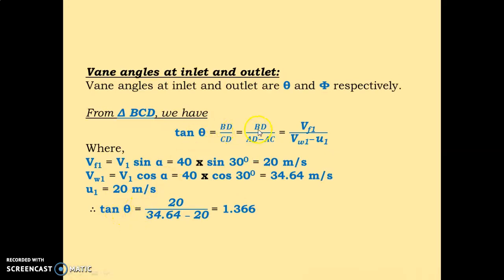Therefore tan theta is equal to BD. What is BD? It is VF1, that is 20, upon AD. What is AD? It is VW1. What is VW1? It is 34.64, and U1 is 20. So if we replace all these values, we get tan theta equal to 1.366. So theta is equal to tan inverse of 1.366, which is 53.79 degrees. So we have found out the vane angle at the inlet, theta. Its value is 53.79 degrees.